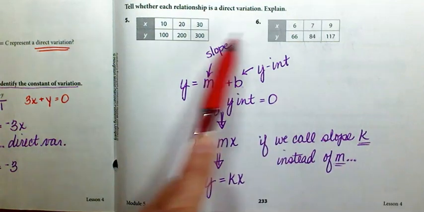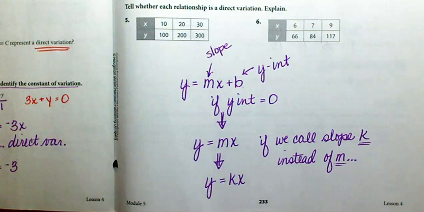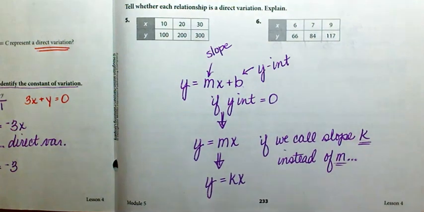So just keep all of that in mind, that k and m are really the same thing, and we just call it k when we're talking about direct variation with a line that runs through the origin. Okay?